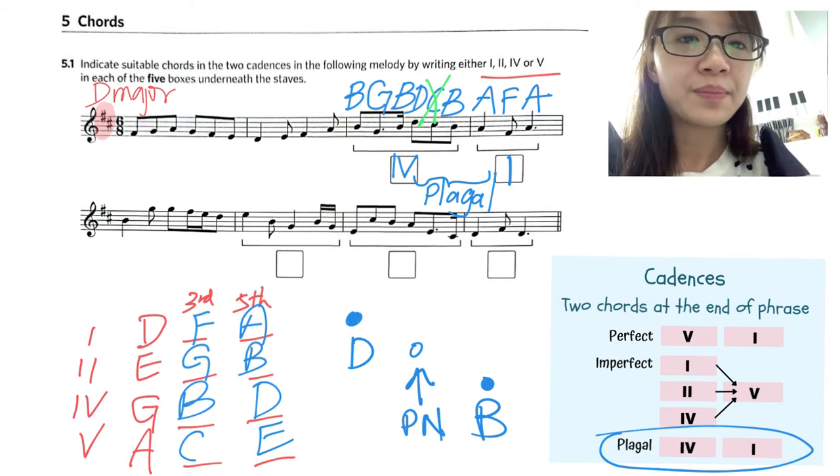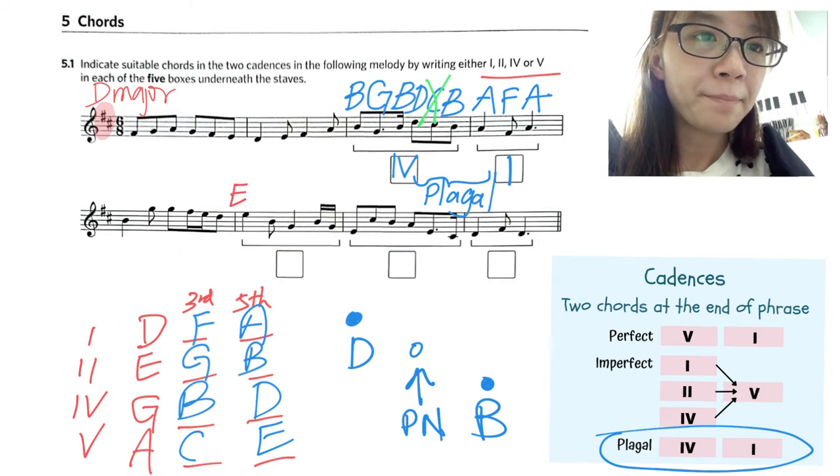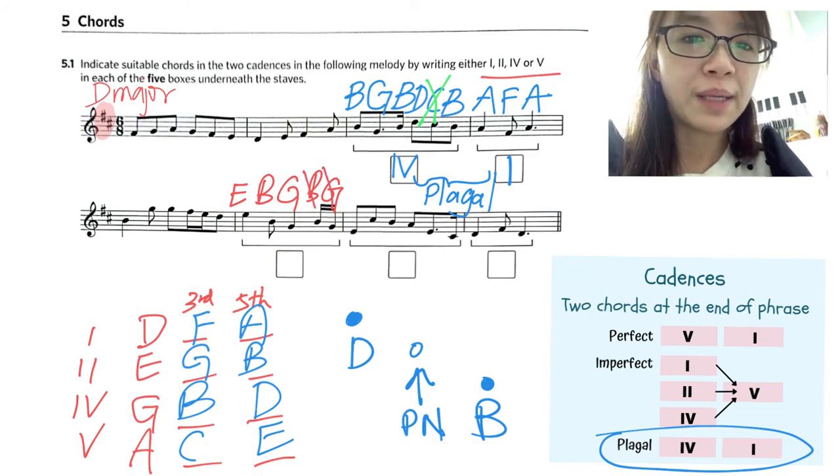Next one, you have E, B, G, B, G. Okay, it's a repeated B and G. So you have E, G, B. Check out E, G, B, chord 2.